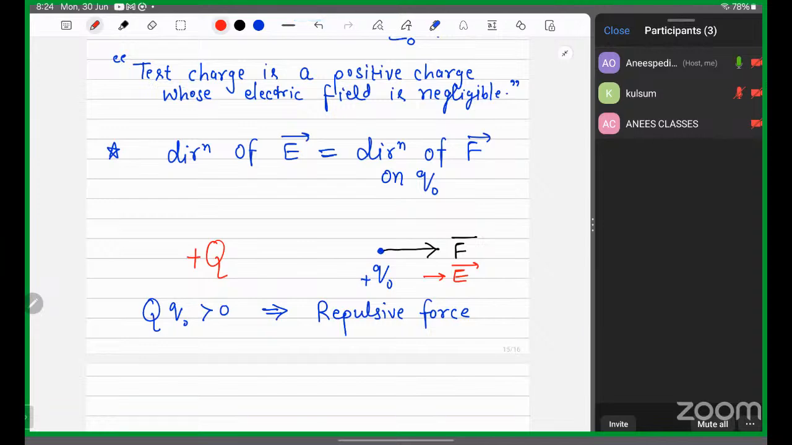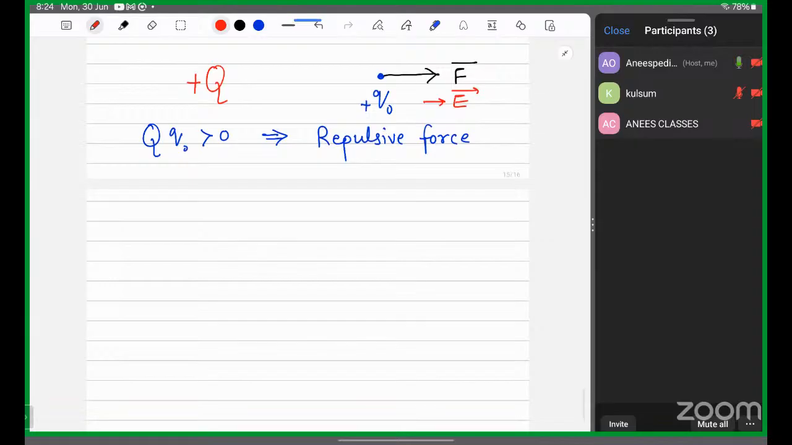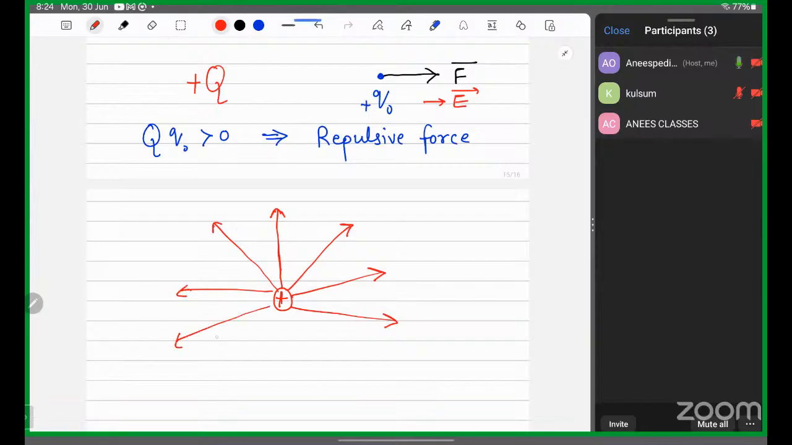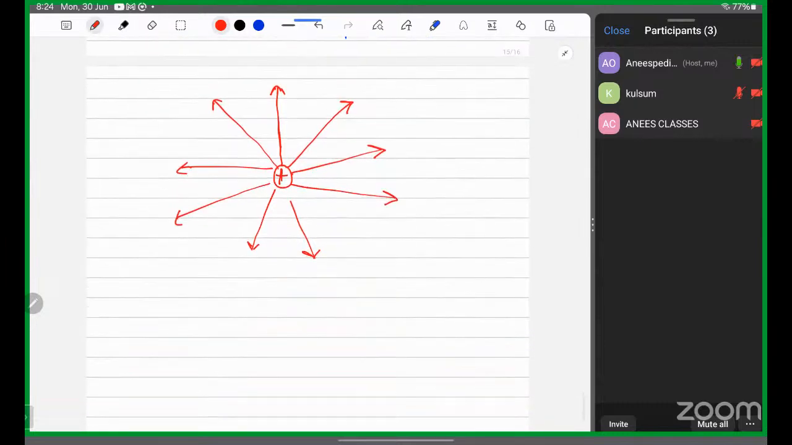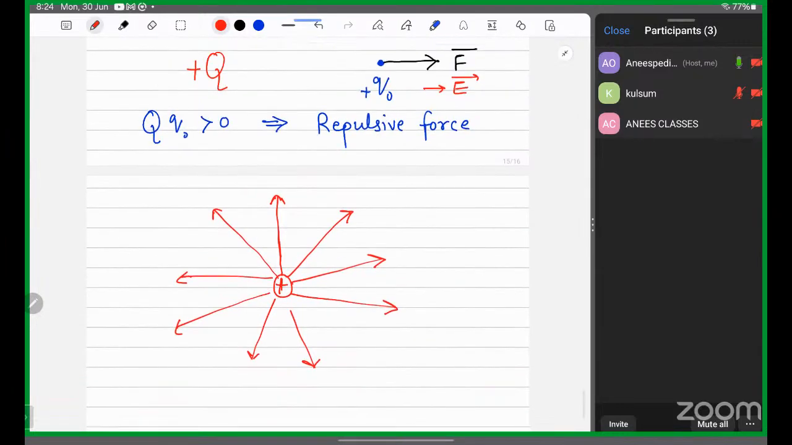Okay. So from this discussion, or from this definition, we can say that if we have a charge of positive polarity, the electric field will be outwards from the given positive charge. So this is the representation for electric field E for a positive charge, or charge with positive polarity. The magnitude of electric field obviously will depend on the magnitude of this positive charge.